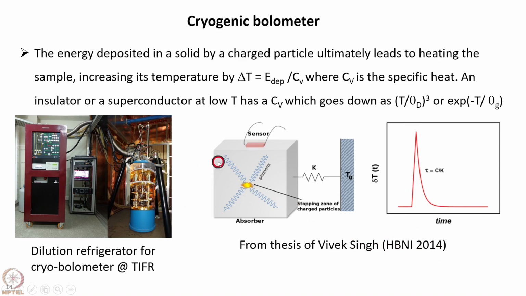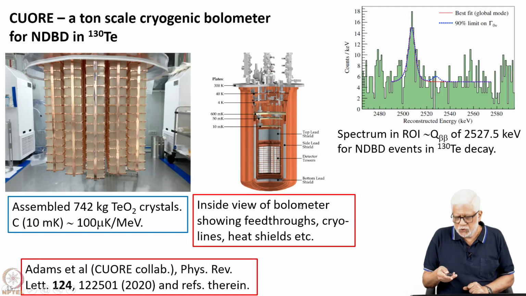However, of course, just as you have an insulator, you can also use a substance that goes superconducting, and then if you go below the superconducting transition temperature, the specific heat goes like exponential minus T by theta g, where theta g is the gap energy. Okay. So, you can use either insulators, or you can use something that goes superconducting, and in either case the specific heat will come down drastically, so that any small heating up you will be able to sense the temperature rise. So, these are examples.